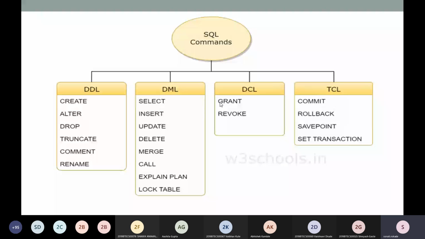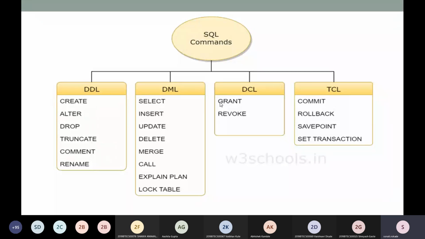Next one is the DCL, granting and revoking. When you apply any privilege to a particular user, it is called granting. And when you want to remove a privilege given to a particular user, it is called a revoke. Commit acts as a save. Whatever transaction you perform with the database, you can save with the help of commit.